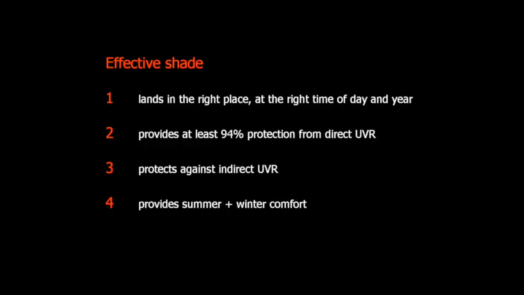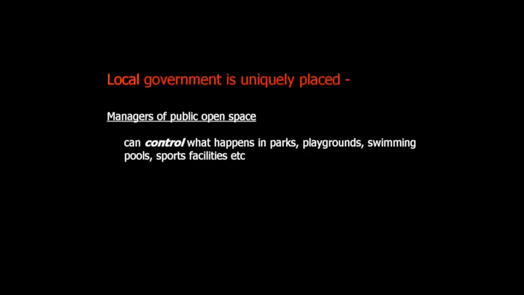It needs to provide at least 94% protection from direct sunlight against indirect ultraviolet radiation, which can be quite an important aspect. It also needs to provide spaces that are comfortable in summer and in winter, because if they're not, people won't use the spaces. So they're the four key components we're looking at when we're looking at shade.